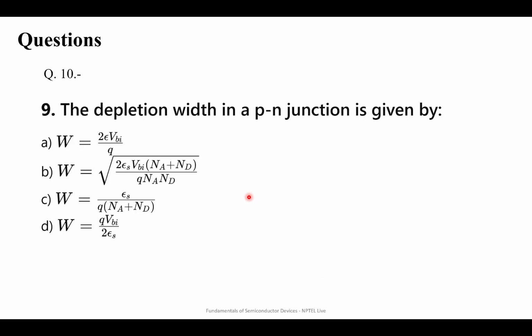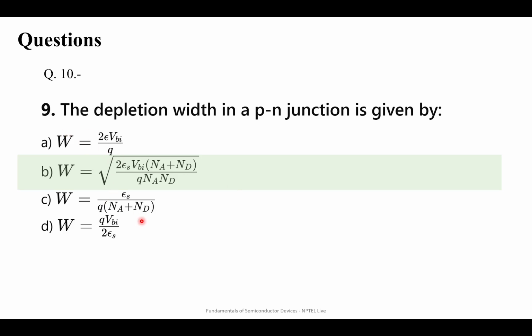Next question. The depletion width in a PN junction is given by W equals 2 epsilon VBI by Q. W equals under root 2 epsilon S VBI Na plus Nd by Q Na Nd. W equals epsilon S Q Na plus Nd. W equals Q VBI by 2 epsilon S. So the answer to this would be B.